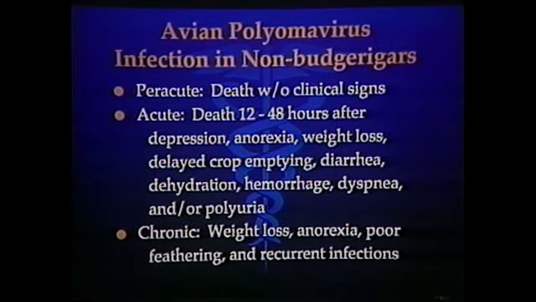The clinical signs are generally nonspecific and include depression, anorexia, weight loss, diarrhea, and delayed crop emptying. Because of the diarrhea, the birds also may exhibit polyuria and polydipsia. With severe diarrhea, they may be dehydrated. In addition, affected individuals will show hemorrhages and dyspnea. In chronic polyomavirus infection, weight loss, anorexia, poor feathering, and recurrent infections are the rule.